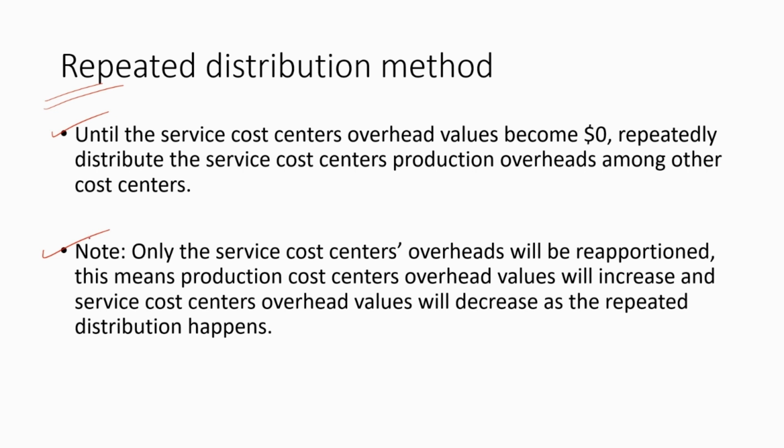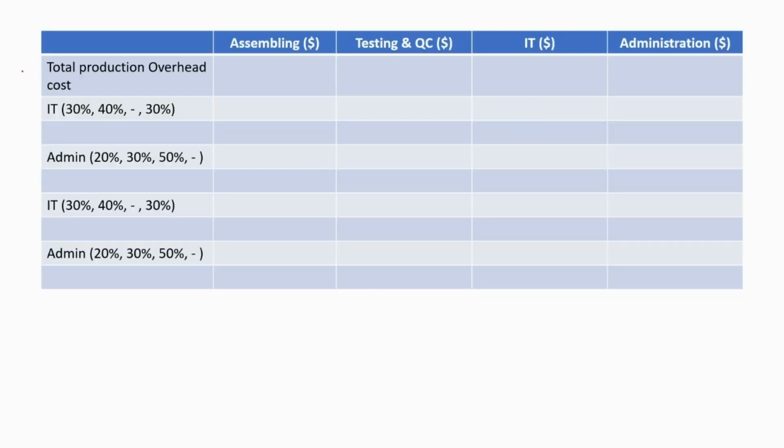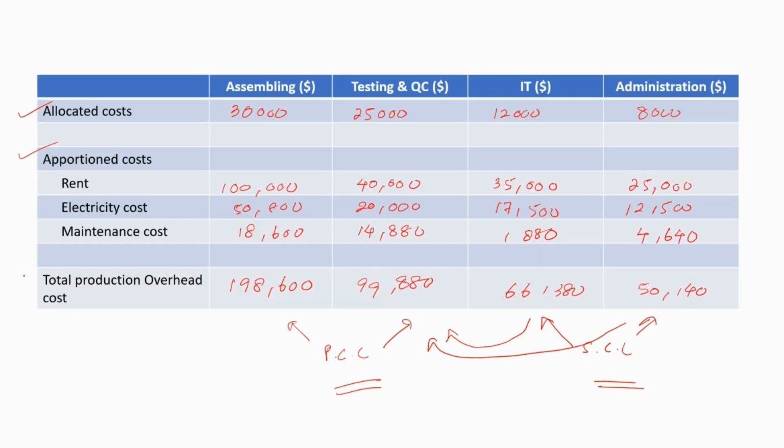This means production cost centers' overhead values will increase and the service cost center overhead values will decrease as the repeated distribution happens. Let's do an example so you can understand what the repeated distribution method is. First of all, we have to identify the total production overhead costs for each cost center. We calculated these costs earlier, which is this. These are the total production overhead costs.